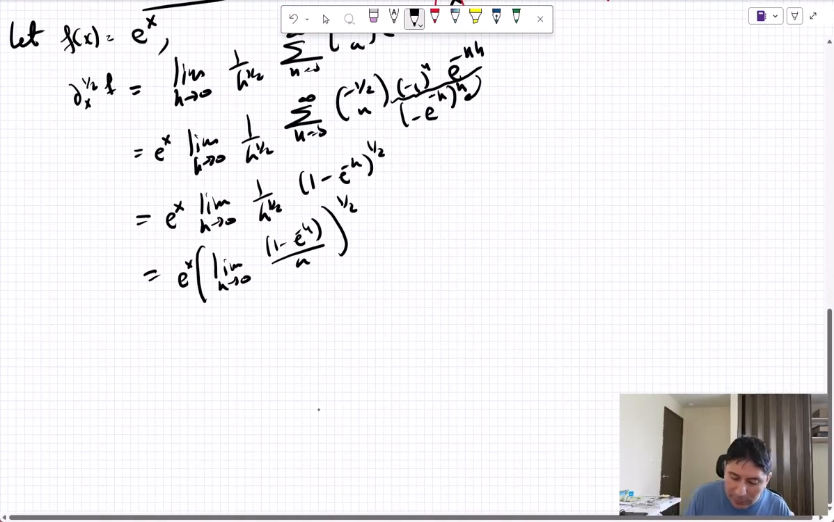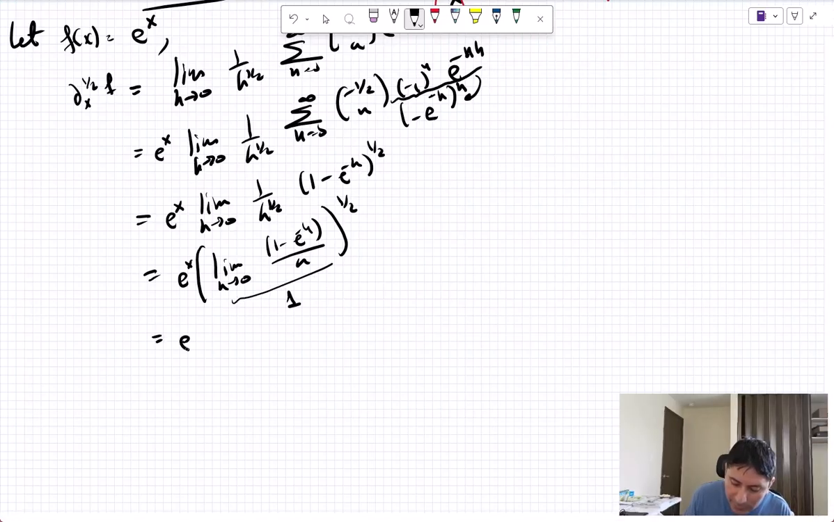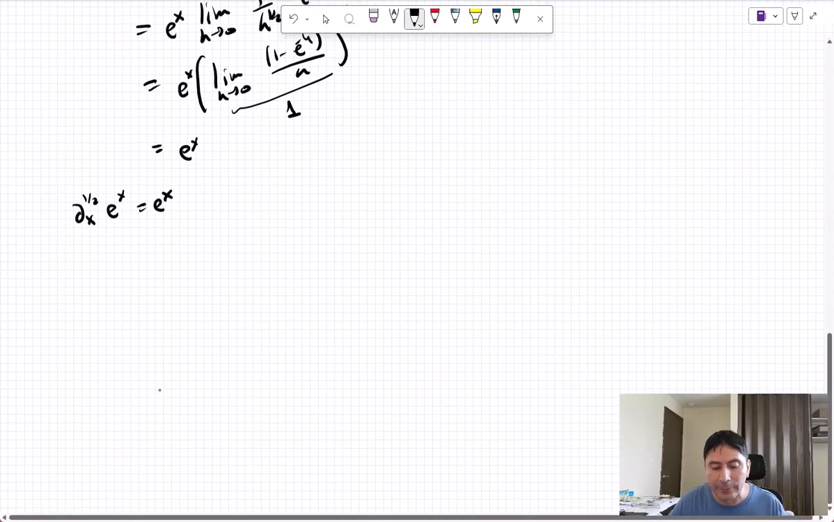Now this expression inside is nothing more than 1 basically. So this is equal to e^x. So we've shown that the square root derivative of e^x is itself, which is nice. It's something that holds with the regular fractional derivative operator, right?